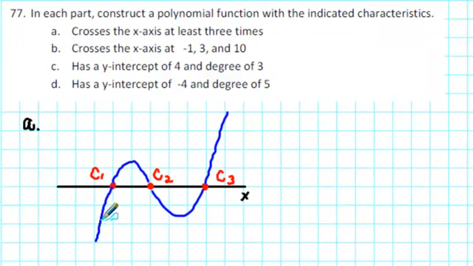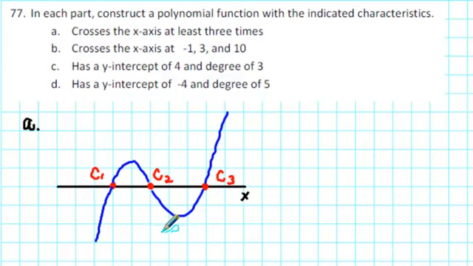I've sketched the graph of a polynomial that crosses the x-axis at c1, c2, and c3. It crosses the x-axis at least 3 times. You might have drawn one that crossed it 4 times, or 5 times, or 6 times. I'm trying to make things as easy as possible, so I use the minimum number of times. It crosses at least 3 times.